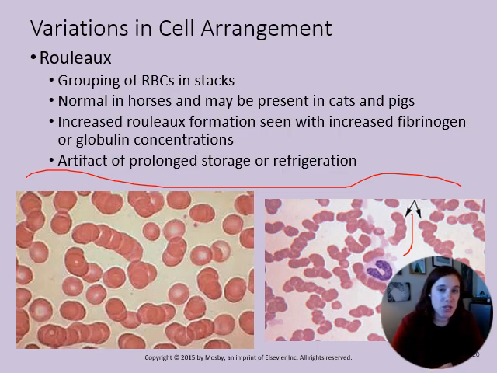Increased rouleau formation is seen with increased fibrinogen or globulin concentrations. It can be an artifact of prolonged storage or refrigeration, which we might have seen in our blood samples, as we're having to save some things for a while. Okay, so if you do a blood smear and find rouleau, if it's a dog, something's weird. Are we agglutinating? If it's a cat, well, this is a normal finding that we'll see.